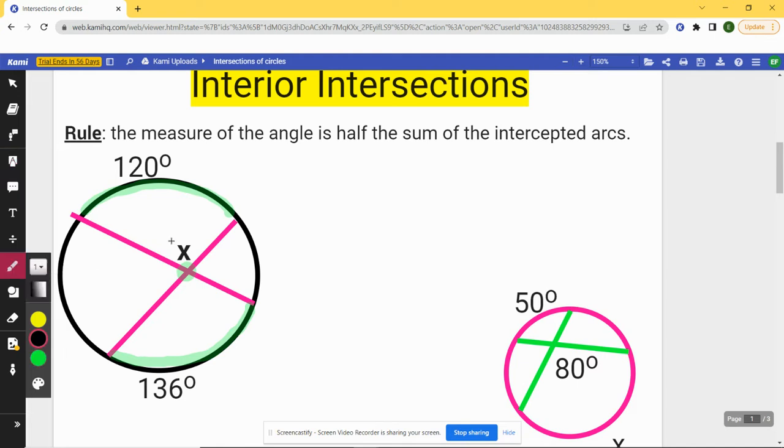So if we find the average between those two, then we're going to be able to find the measure of angle X here. So X is going to be equal to half of the 120 degrees plus the 136 degrees. So in that case, we're looking at half of 256, which is going to be 128 degrees. And now that's going to be the measure of angle X, as well as obviously its vertical angle down here.